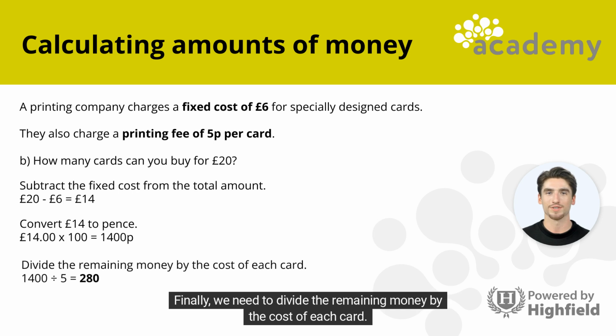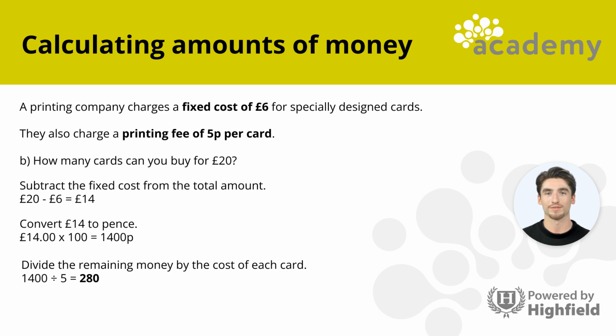Finally, we need to divide the remaining money by the cost of each card. 1,400 divided by 5 equals 280. You can buy 280 cards for £20.